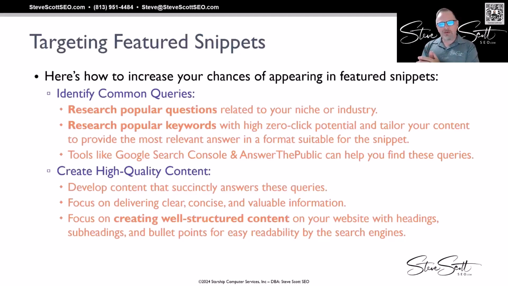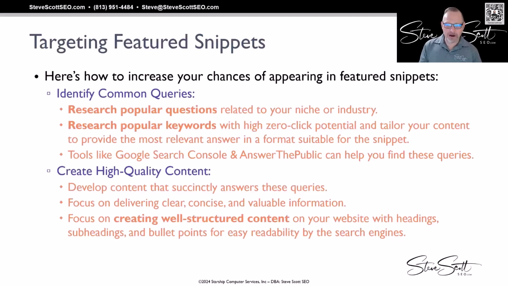So we're not doing quote unquote keyword research here. We're doing question research, right? We also want to research popular keywords that have a high zero-click potential and then tailor your content on your website to provide the most relevant answer in a format suitable for that snippet. We'll talk more about that, what's suitable, in a bit. Tools like Google Search Console and a cool tool called Answer the Public can help you find these queries.